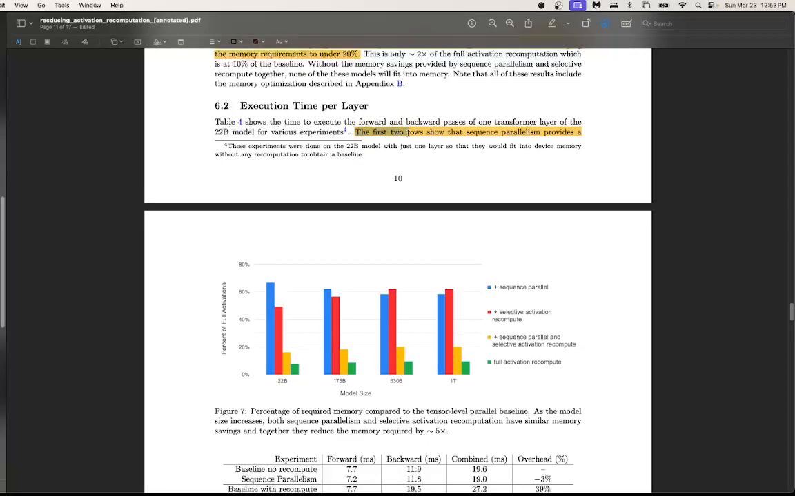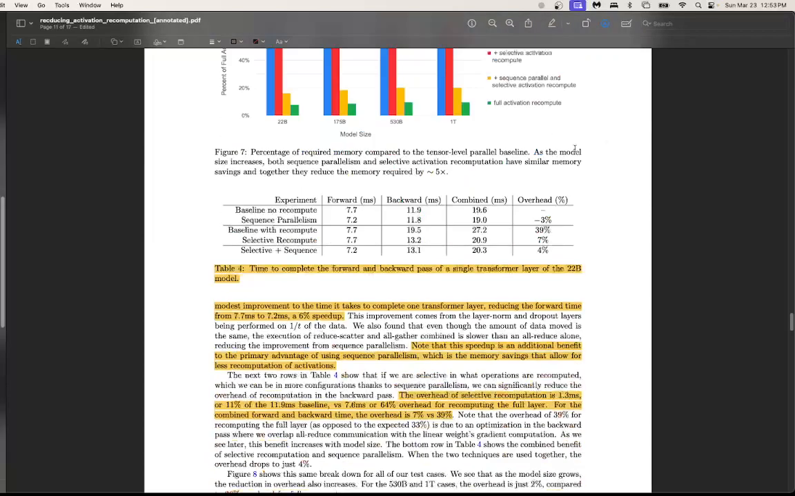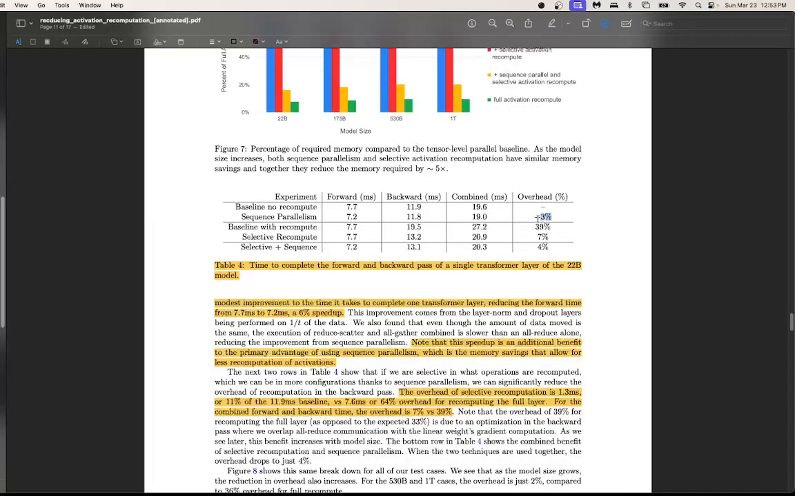Then as far as execution time per layer, they basically are comparing baseline with no recompute, just storing everything, and then applying sequence parallelism. And you get a bunch of peak memory savings, but there is some overhead. Wait, negative overhead. So I guess actually it's faster, I guess is what they're saying there. Yeah, it is faster. Baseline with recompute and then selective recompute, right?